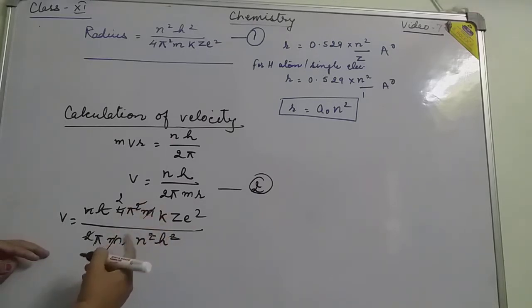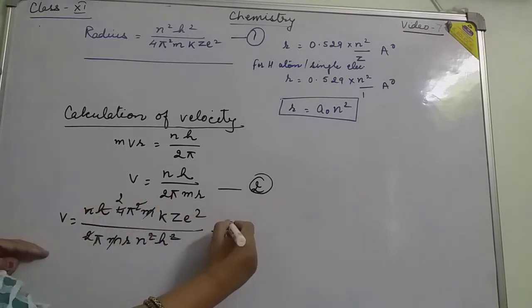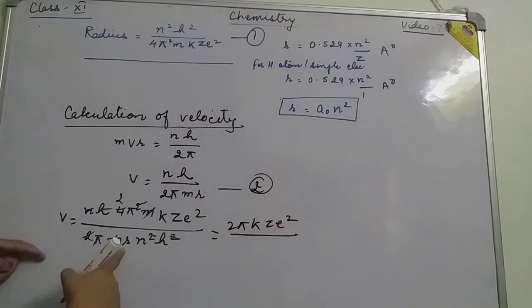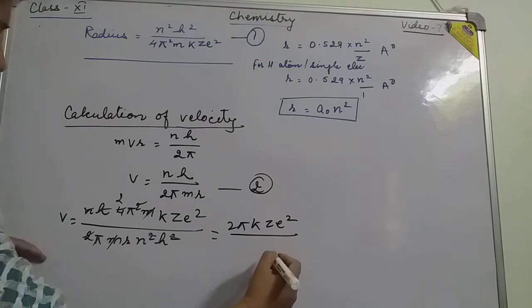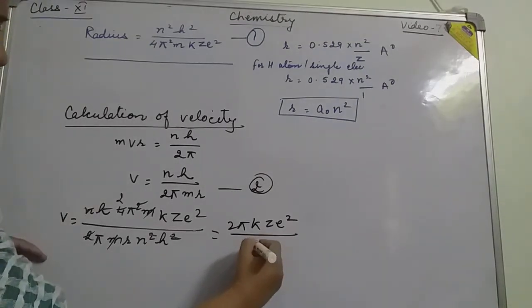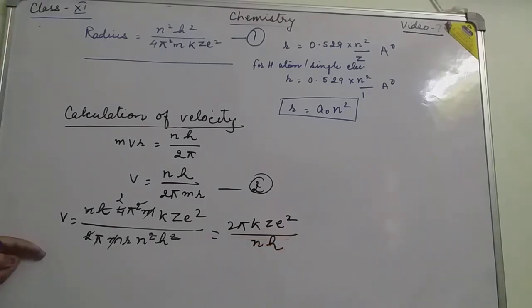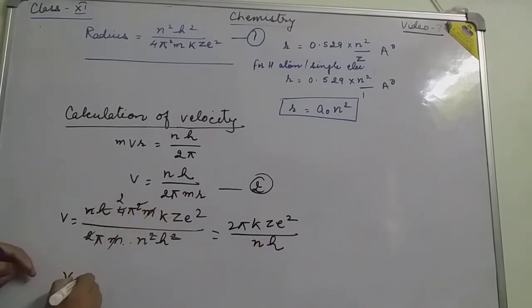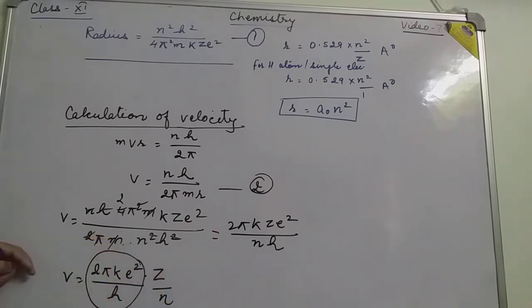Here n cancels, h cancels, pi cancels, m cancels. So we have v equal to 2 pi k z e square by n h. We write z here, z by h and n.